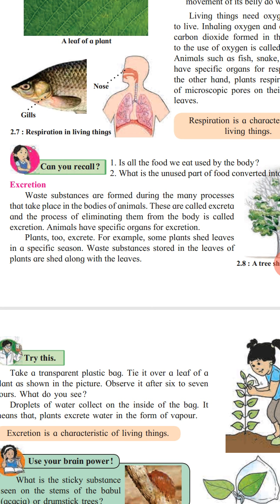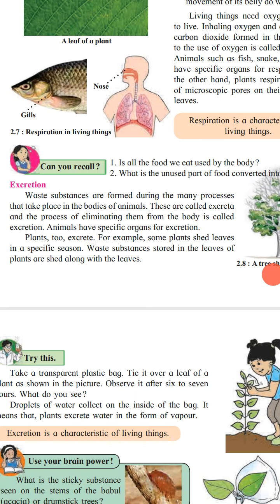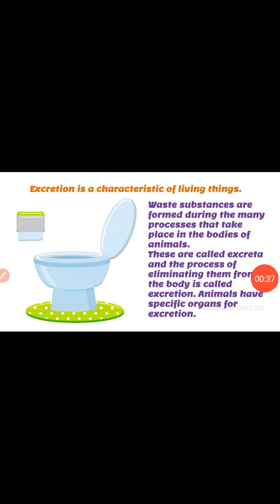Okay, students. So students, excretion is a characteristic of living things. Animals take waste substances into their body. Animals are eating waste food, which is not good for their body. So animals take waste substances into their body. That process is called excreta.